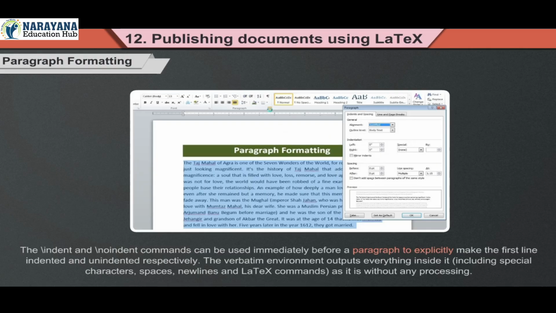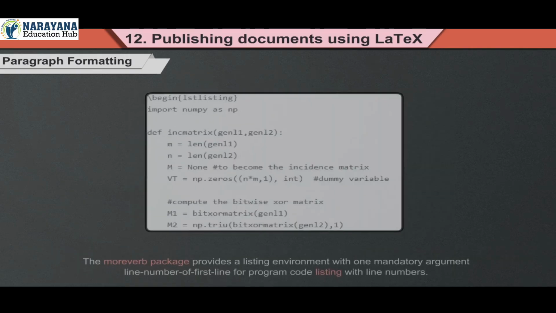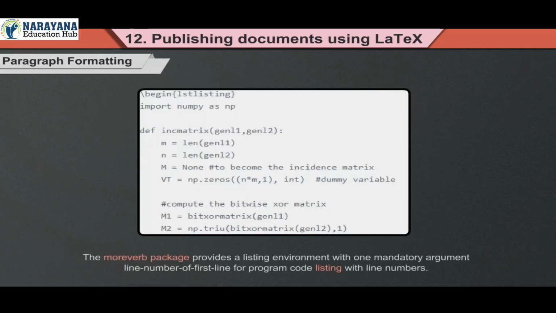The verbatim environment outputs everything inside it, including special characters, spaces, new lines, and LaTeX commands, as it is without any processing. The moreverb package provides a listing environment with one mandatory argument, the number of the first line, for program code listings with line numbers.